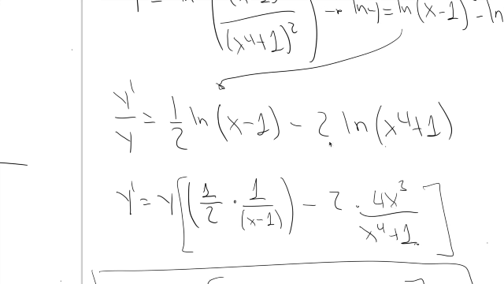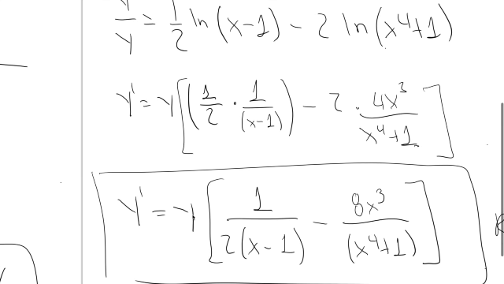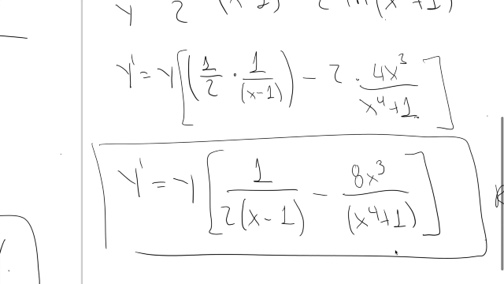All this multiplied by the previous 2, which will lead us to y prime equal to y, that is the factor, then multiplied by 1 over 2, I simply multiply the 1.5 by everything I have in here, so it's going to be 1 over 2 that multiplies x minus 1, and I did the same in here. It's going to be negative because it was a fraction when we started, and it's going to be 2 times 4, which is 8x to the power of 3 over x to the power of 4 plus 1.